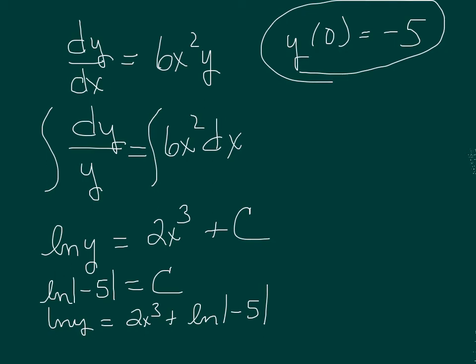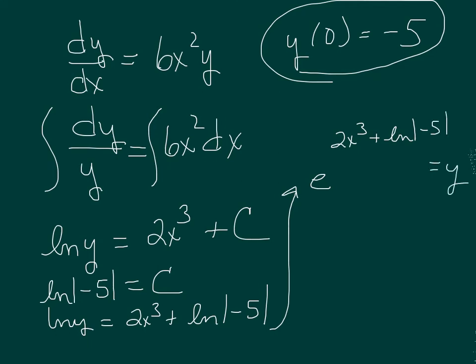I don't want the natural log of y, I want y. How do we solve this equation for y? Raise both sides to e. We can either exponentiate both sides or just rewrite it as an exponential equation. Did you divide by ln? No, you cannot divide by the natural log. You'd have to divide by the natural log of y. Okay, so this is going to be e to the 2x cubed plus the natural log of the absolute value of -5, equals y.